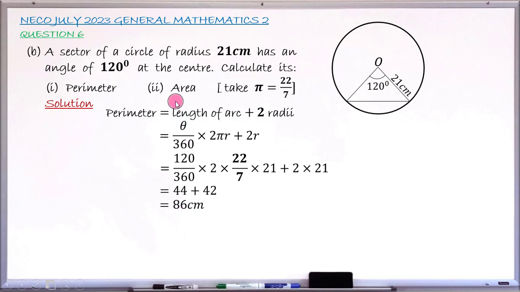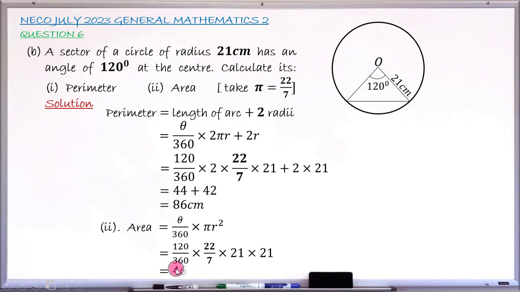So we now move to the second part of the question, in which we are asked to find the area of the sector. The area of this sector is given by the formula theta over 360 multiplied by pi r squared. Substituting in this formula the value of theta, pi, and r, if that is done correctly, you have 120 divided by 360 multiplied by pi, which is 22/7, multiplied by r squared, which is 21 times 21. This multiplication, if done correctly, gives the answer 462 centimeters squared. This gives you the area of this sector.